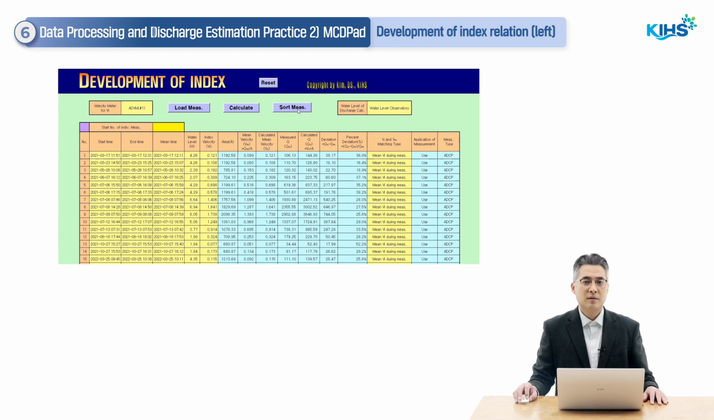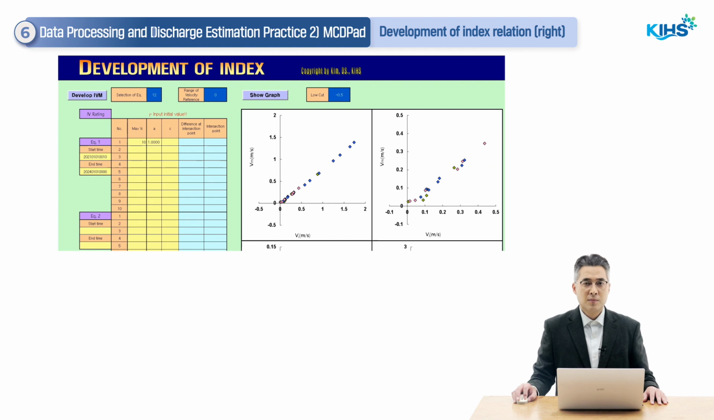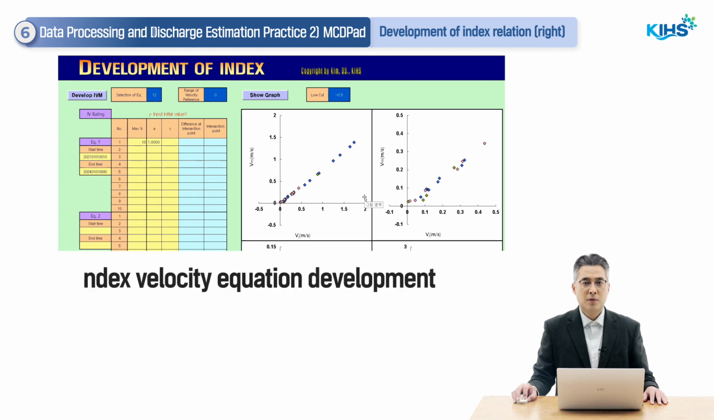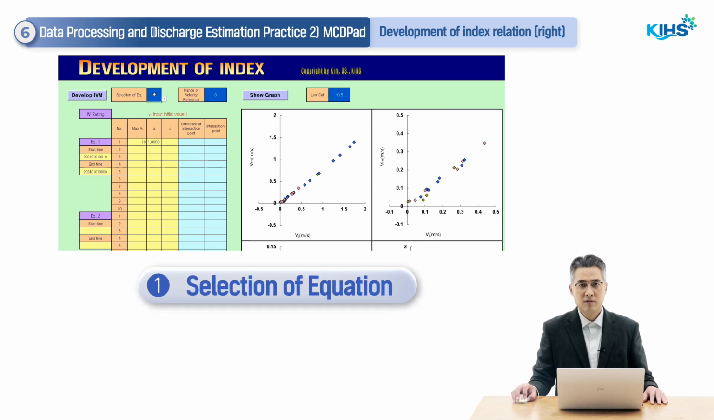Next, let's look at the right section of the development of index relation sheet. This section is used to develop the index velocity equation and review it graphically. Let's proceed step by step. First, select the regression equation number. Then define the velocity range.